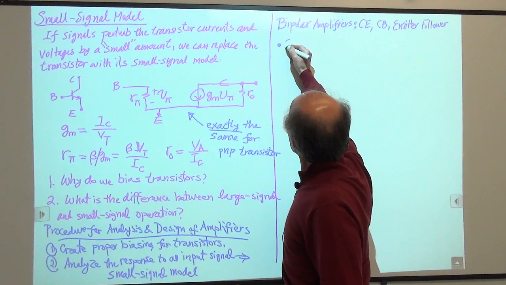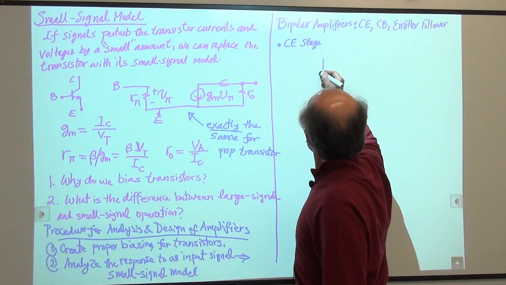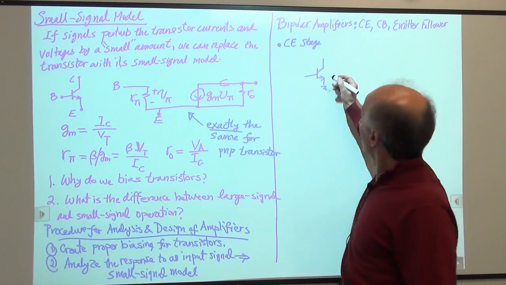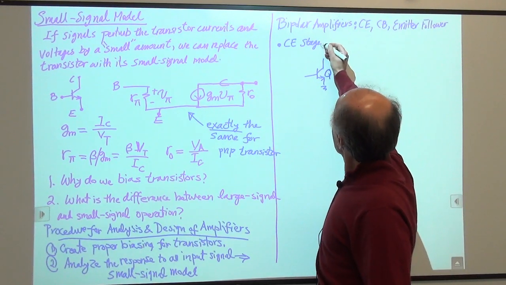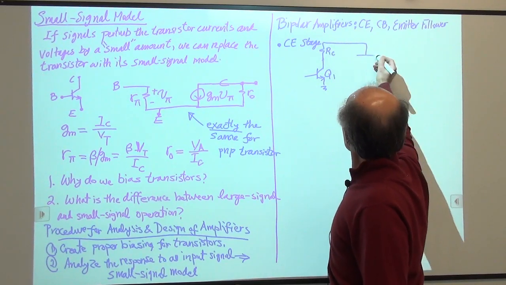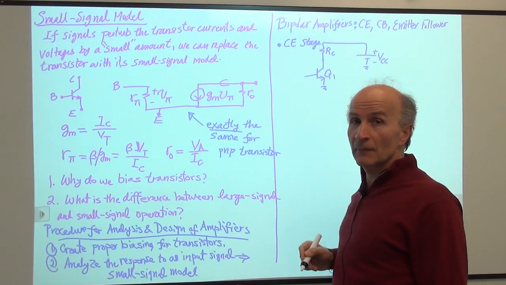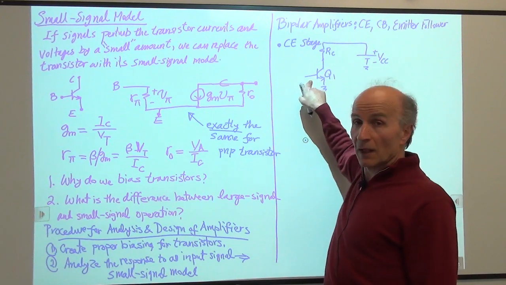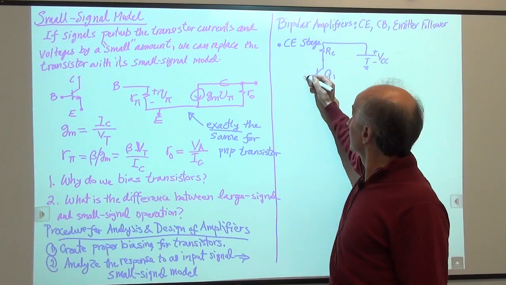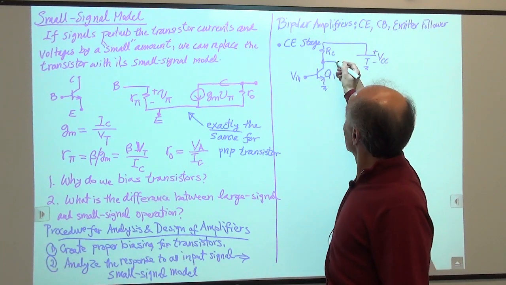The common emitter stage, in its simplest form, consists of a single transistor with the emitter grounded. I call this Q1. There's a resistor here, which we call RC, and it goes to a power supply. So here's a battery, which we call VCC. And the way we recognize this as a common emitter stage is that the input signal goes to the base, right here, and the output signal comes out of the collector, right here.